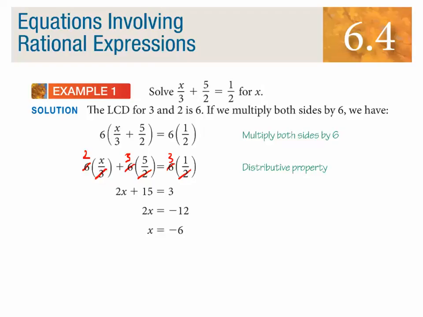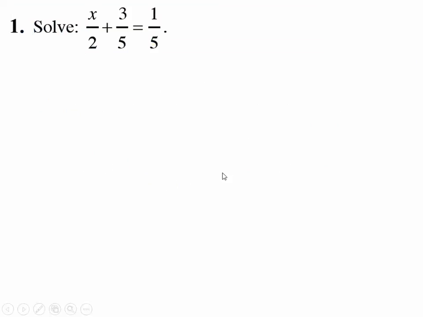Alright, the reason why I say this is not a chapter 6 problem but a chapter 2 problem is because there's no variables in our denominator. Ever since we started chapter 6, we've been practicing with variables being on the bottom, in that denominator. Alright, but let's go with the easy one first. All yours. x divided by 2 plus 3 divided by 5 is equal to 1 divided by 5.